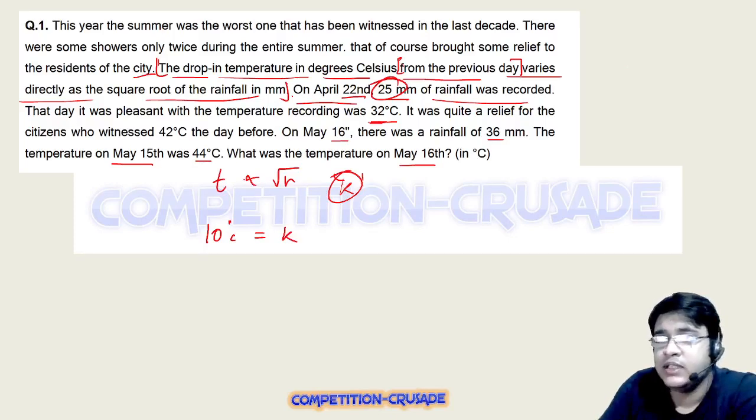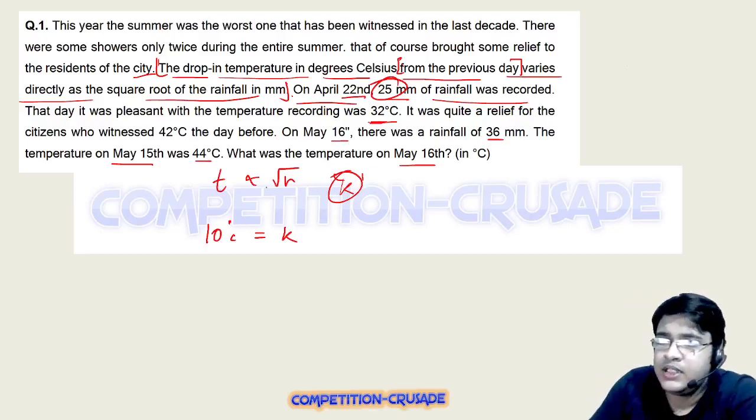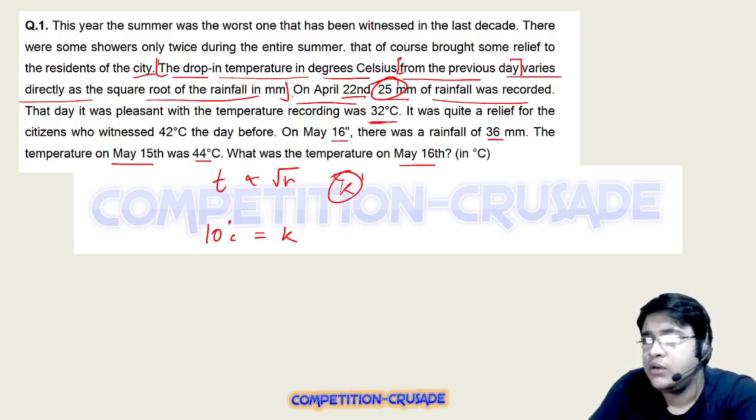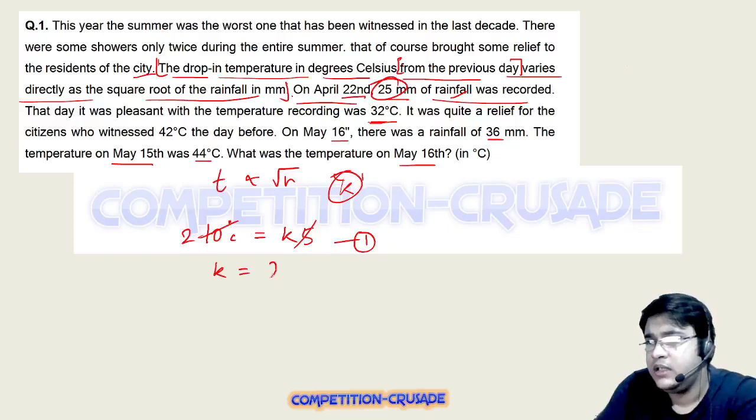I am changing the proportionality sign into the equality sign. The moment I change the proportionality into equality, a constant of proportionality comes into the picture, times the square root of r, which is the rainfall recorded in the first case, the 22nd April case. The square root of 25 is 5. So basically k comes out to be 2.